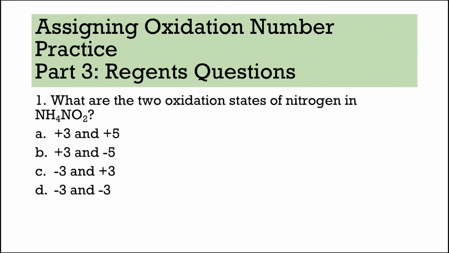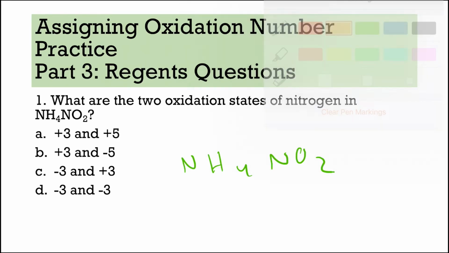So for number 1, it says, what are the 2 oxidation states of nitrogen? So I'm just going to do this shorthand a little bit to speed this up. We want to look at what the 2 N's are. So we know oxygen is always negative 2. And if you have 2 oxygens, that means you have a total of negative 4. If we have hydrogen, we're dealing with only nonmetals. That means this is a plus 1.